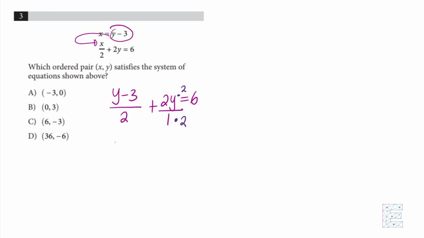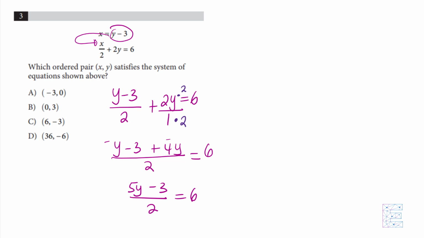So what are we left with? Y minus 3 plus 4y. I'm just going to give these one big old denominator 2 because they share that, and that equals 6. So to continue this, we can combine the like terms from the numerator. We have y plus 4y, which is 5y minus 3 over 2 equals 6.